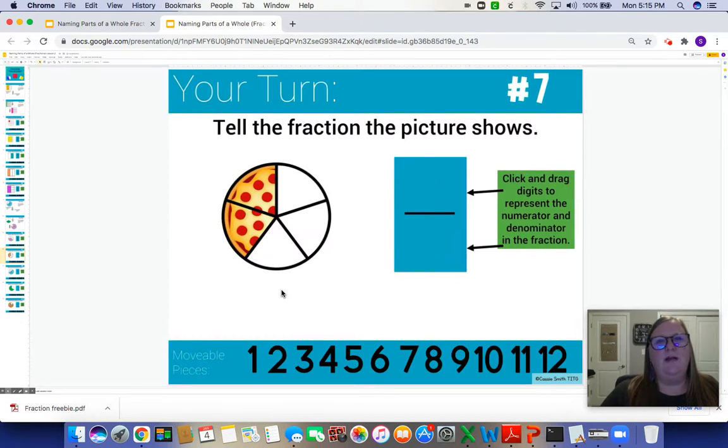And a few more practice. This one is a pizza. There are 2 pieces that are shaded in. And the total number of pieces, so then you're going to go back and count all of them. 1, 2, 3, 4, 5. So 2/5.